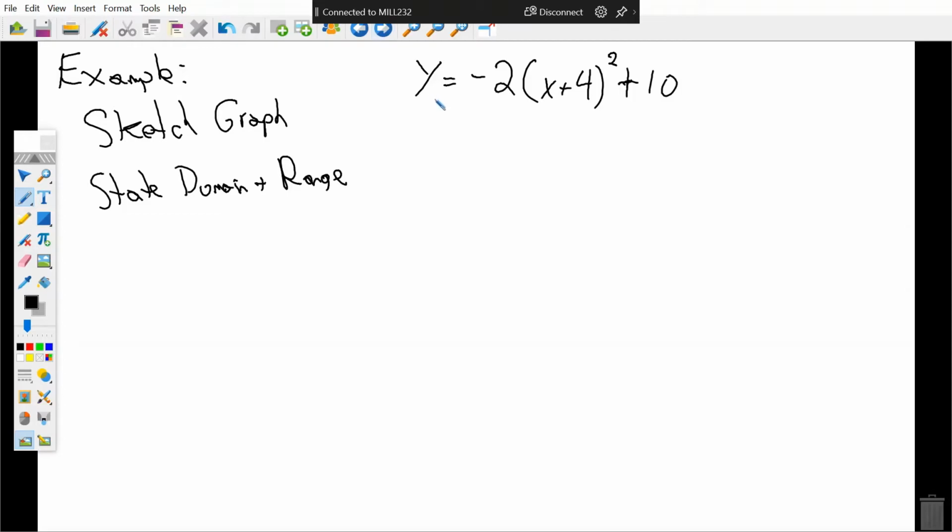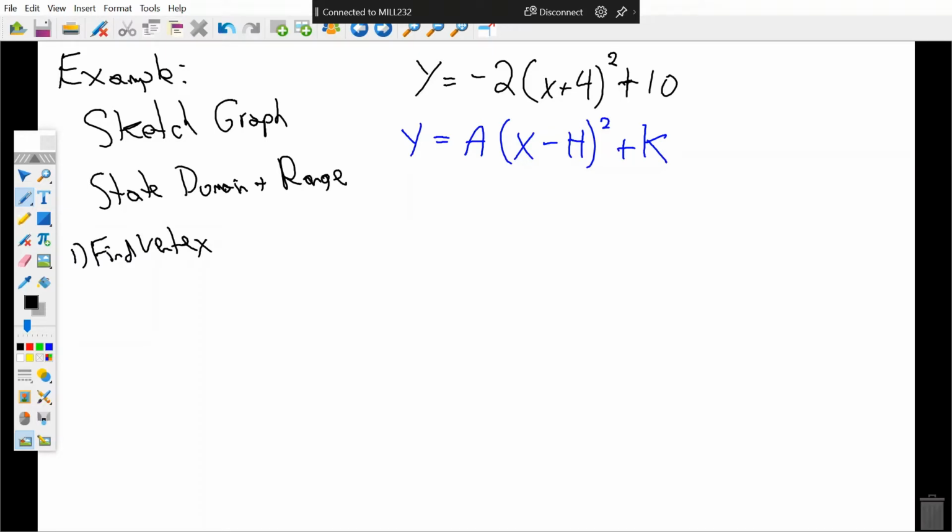Your formula is y equals negative 2 times x plus 4 squared plus 10. I'm going to write down the vertex form again, just so we can refer to it. Okay. We have to sketch the graph and we have to state the domain and the range. Step 1 is to find the vertex. We know the vertex is h and k.